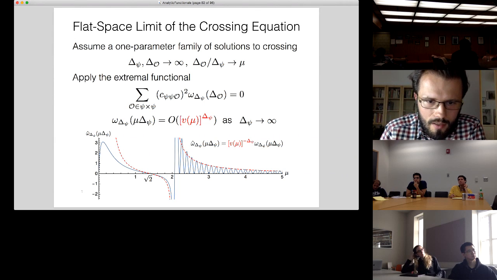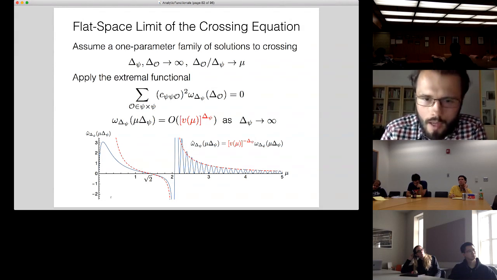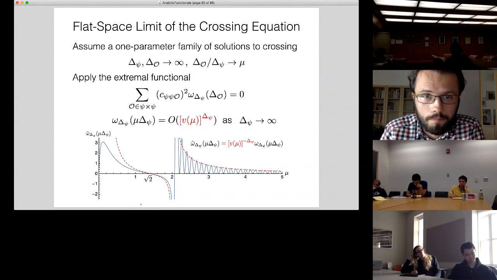And as I already promised, there is a simple zero for mu equal to square root of 2. So this is sigma equal to 2, the crossing symmetric point of the S matrix. And we know that in the region corresponding to two particle states, there are these oscillations with double zeros at various locations. This will soon be important when we evaluate the extremal function on our solution to crossing.